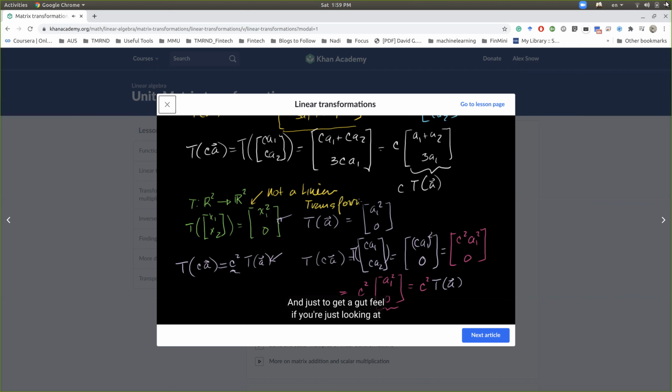And just to get a gut feel, if you're looking at something, whether it's going to be a linear transformation or not, if the transformation just involves linear combinations of the different components of the inputs, you're probably dealing with a linear transformation. If you start seeing components getting multiplied by each other, or you start seeing squares or exponents, you're probably not dealing with a linear transformation. There are some functions that might be in a gray area, but it tends to be that linear combinations lead to a linear transformation. Hopefully that gives you a good sense of things. And this leads up to one of the neatest outcomes in the next video.